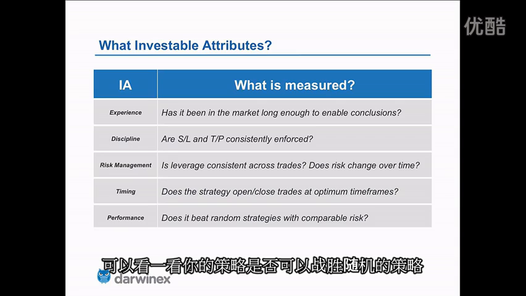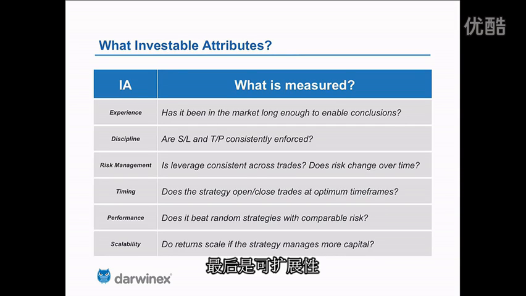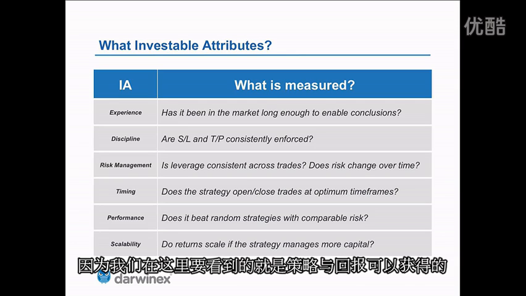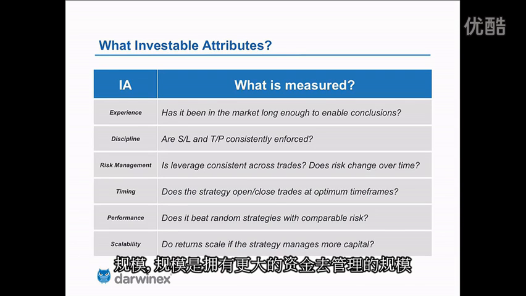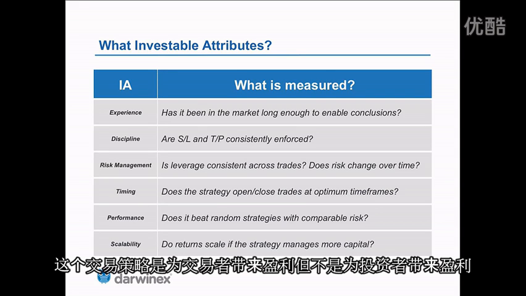Fifth is performance, where we check whether the strategy can beat random strategies which have comparable risk. And last but not least is scalability, which is another sector where we're quite different, because what we check here is whether the returns that the strategy is achieving scale as the managed capital scales. This is very important because the last thing you want to do is to have a strategy which wins for the owner but loses for the investors that replicate it.